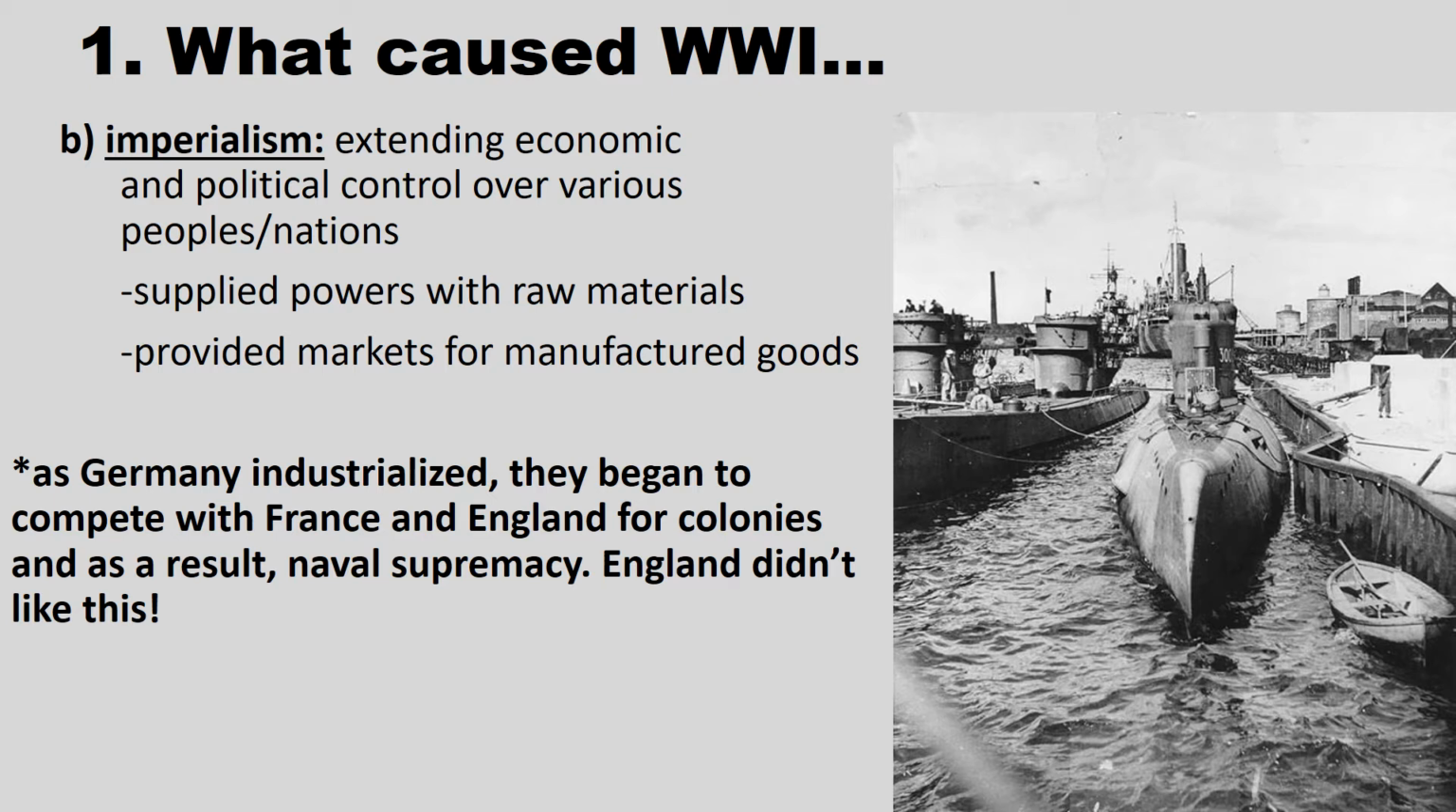But again, this also challenged these countries to increase what the next point will be, militarism. Germany is going to challenge England in naval supremacy. And of course, England doesn't like this. Part of that naval supremacy for Germany, if you look at the picture on the right, were their U-boats, those submarines. It was their one secret way of trying to get around England's extensive hold on shipping lanes and sea lanes on all the oceans.